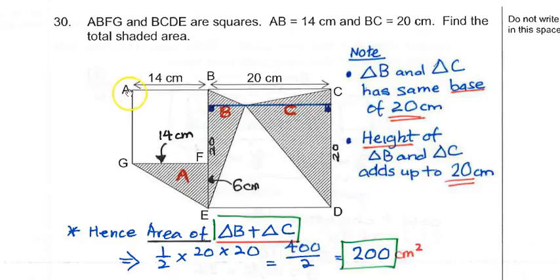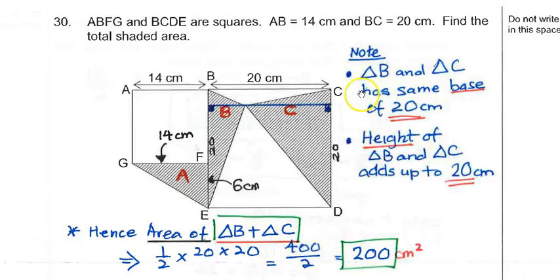ABFG. ABFG is a square. It means all sides are 14 cm. BCDE. BCDE is a square. It means if this is 20, this must be 20. This must be 20. And this above is 20, right? Now why do I write 6 here? Because 14 plus 6 gives you 20. The whole thing is 20, right? This is how you find things out.